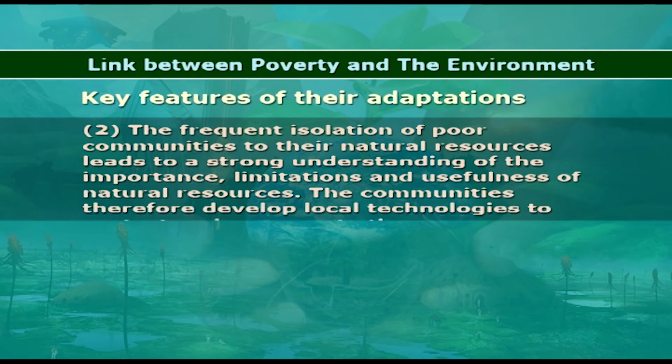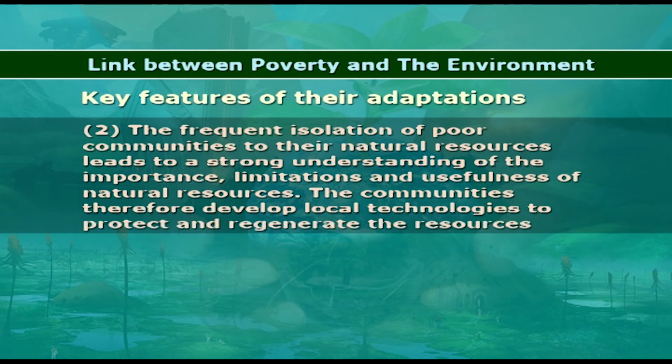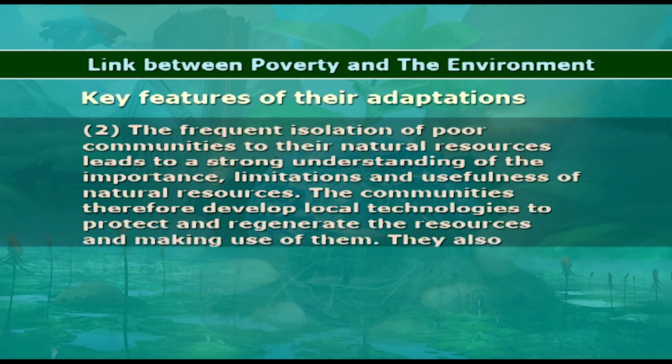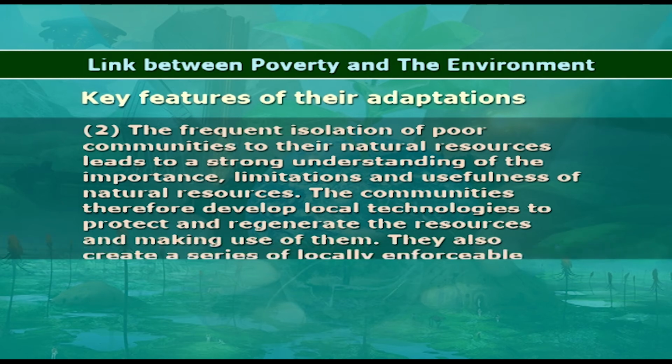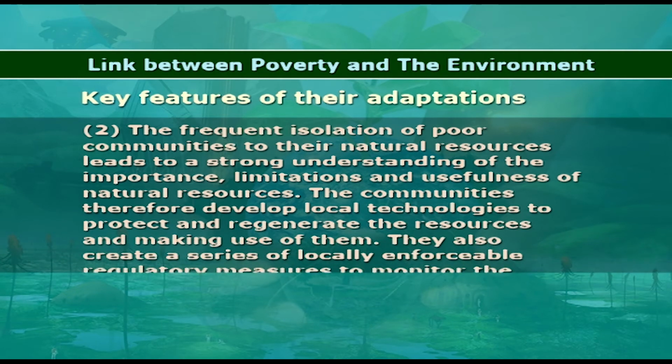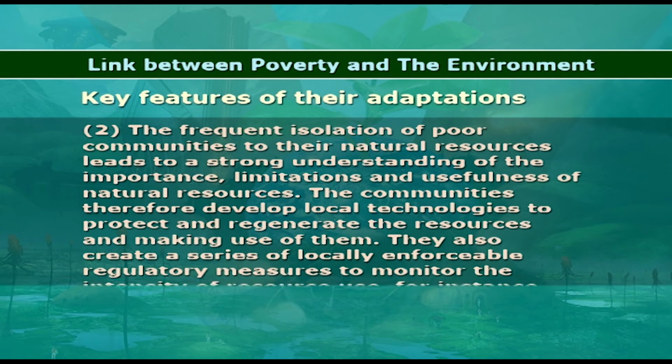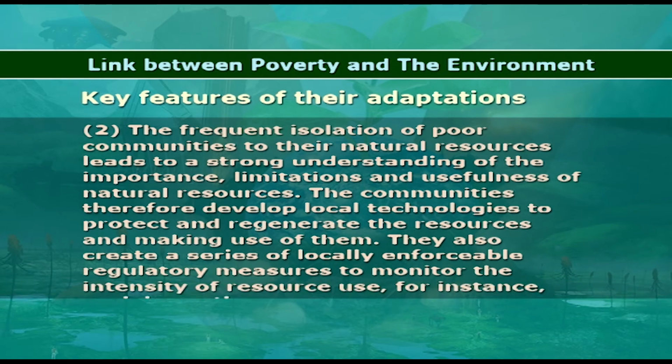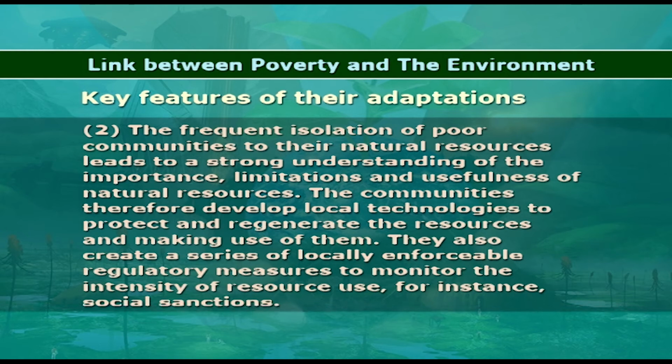The communities therefore develop local technologies to protect and regenerate the resources, and in making use of them, they also create a series of locally enforceable regulatory measures to monitor the intensity of resource use, for instance, social sanctions. By adopting such practices and behavior, poor communities develop a traditional system of natural resource management that helps them avoid the poverty-environmental resource degradation link.